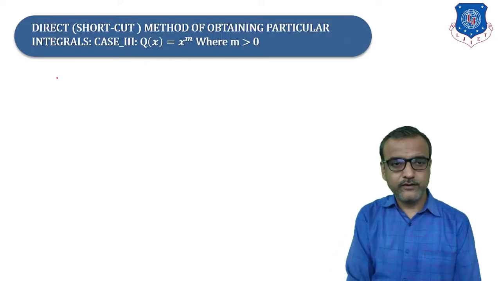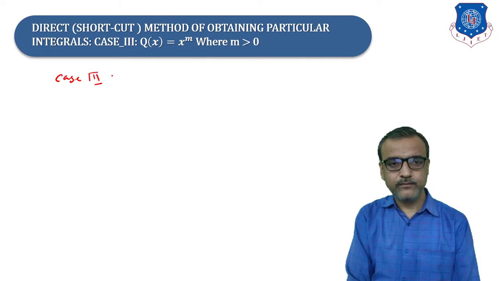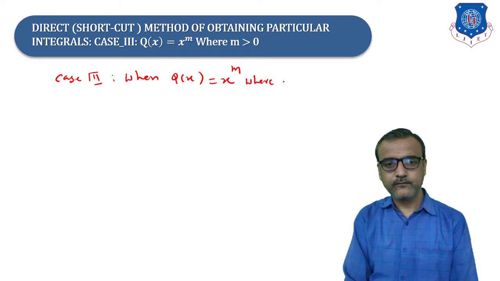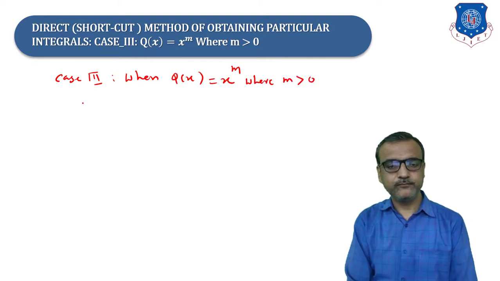So we are going to discuss case number 3, when Q of x is equal to x raised to m, where m is greater than 0.